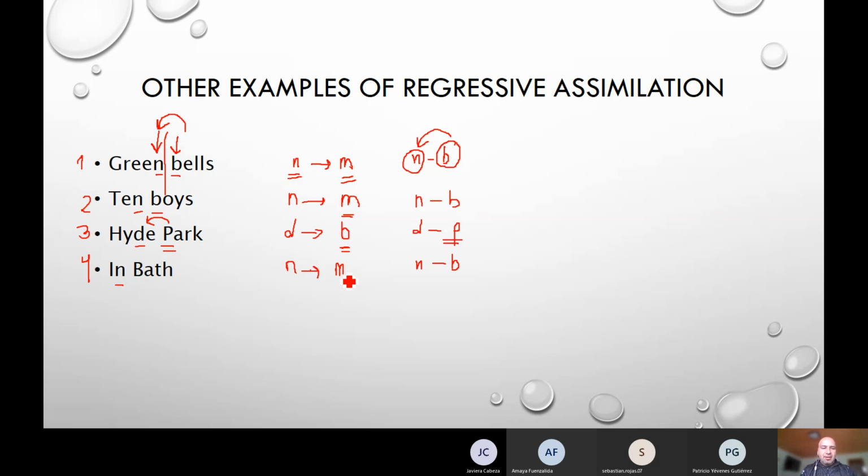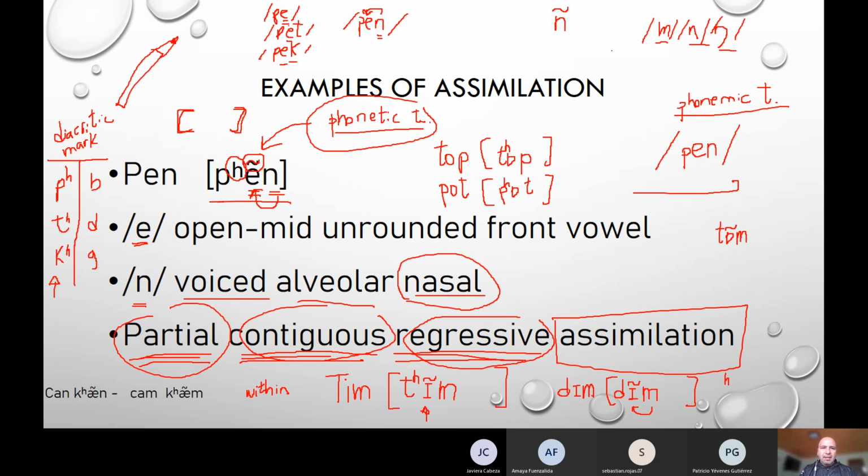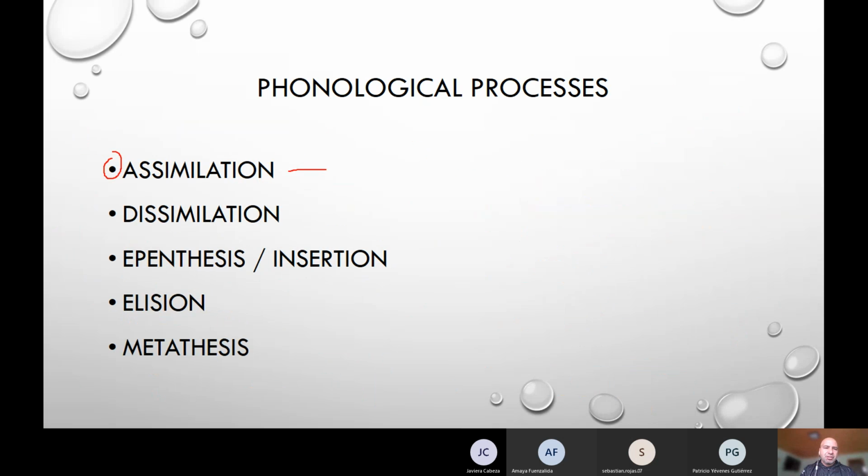Okay, so this is the sort of introduction for these phonological processes that are also called features of connected speech. One of them is assimilation. Assimilation is basically one sound that is affecting another one, that is influencing another one, changing partially or completely the characteristics.